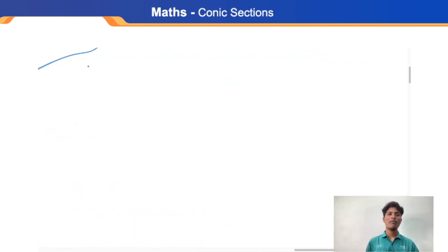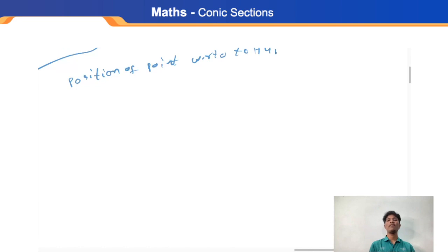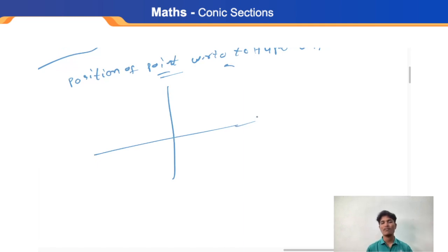Now I am going to discuss the position of a point with respect to the hyperbola. This topic is very important, because in order to write the tangent equations and normal equations, first of all you have to understand where the point is located, whether it is located on, in, or outside. If it is outside, you can draw two tangents. If it is on, you can draw one tangent. If it is inside, you cannot draw a tangent or normal.